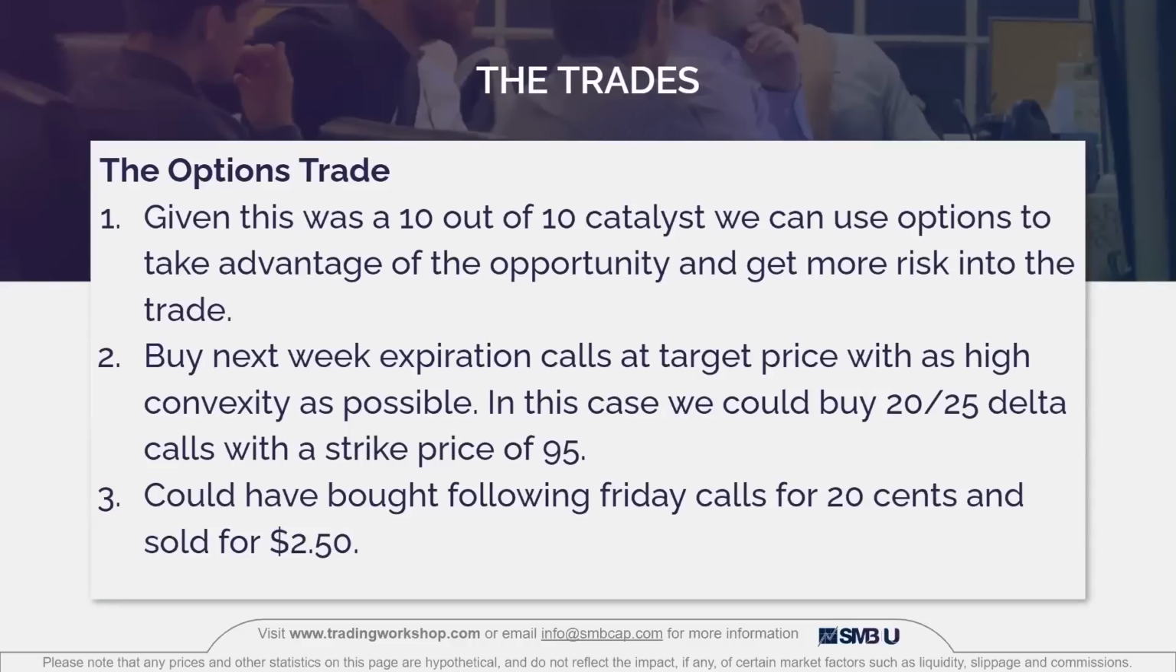This is the third type of trade that you can take that we will explore more in the future. Like we said, this is a 10 out of 10 catalyst, and we can actually use options to take advantage of this opportunity and get more exposure to the trade. So what we would do is buy next week calls at a target price with a high convexity, which means in this case buying 20 or 25 delta calls with a strike price of 95, which was a good psychological number that fit in the area of supply on the daily chart. And these calls went from 20 cents to $2.50. So that's a pretty incredible return.